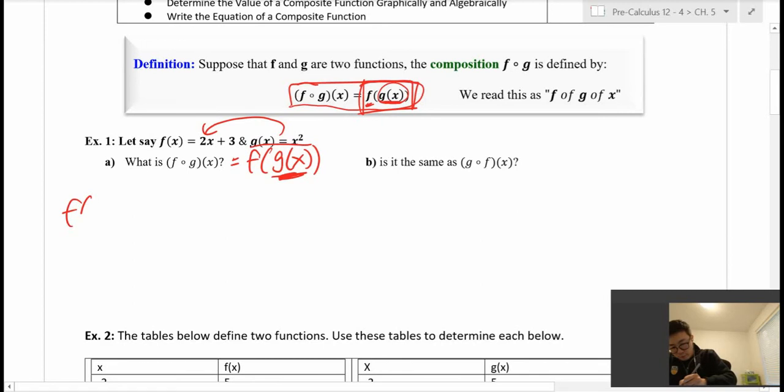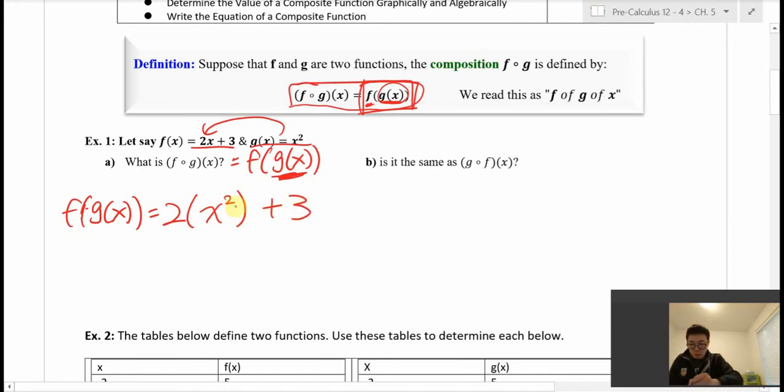So f of g of x is going to equal, so again, the outside function is f, so I'm going to start with my f, which is 2x plus 3. Now I see 2, so I'm going to write down 2, but now I see x. So what that means is I'm going to put g of x into x instead. I know that g of x is x squared, so this becomes 2 times x squared, and then plus 3. Notice how this was an x, and now it's being replaced by g of x, which is x squared. So then this is just simply 2x squared plus 3. Okay, so that's what f of g is.